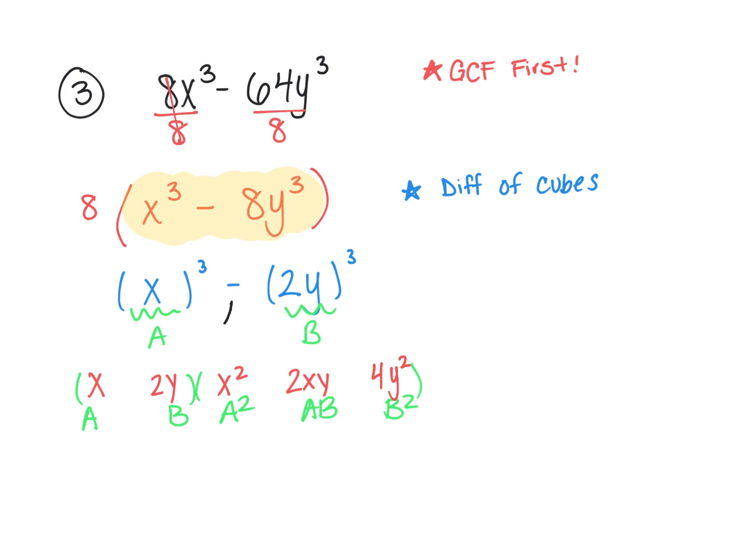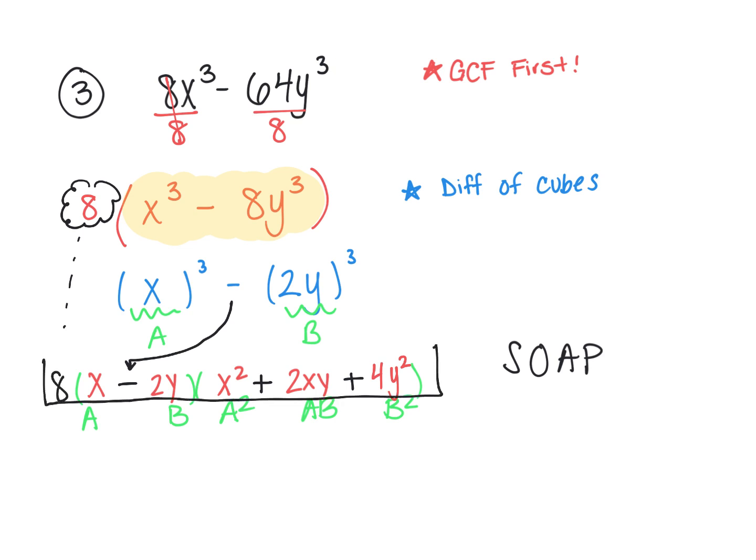Now the signs: same as the original goes in here. Opposite, always positive. So same, opposite, always positive. And with this one, you just have to not forget about this lonely GCF that we took out in the beginning. Put it in front and put a nice box around that. That's your final answer. All right, that's it for SOAP.